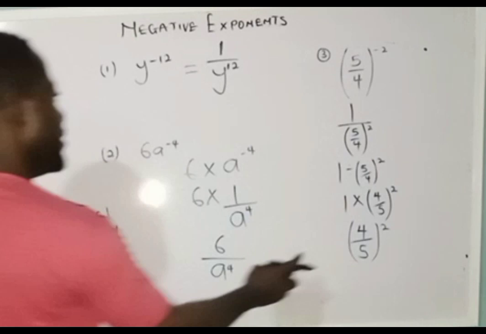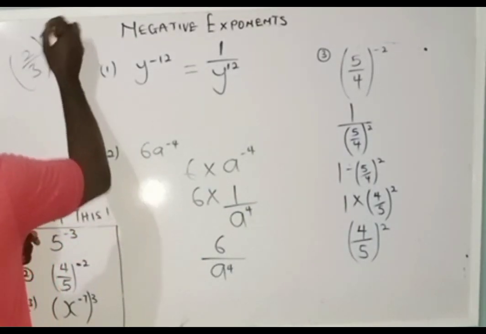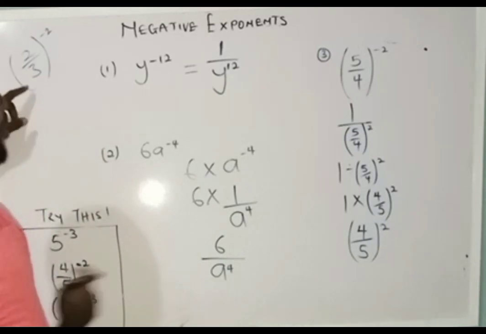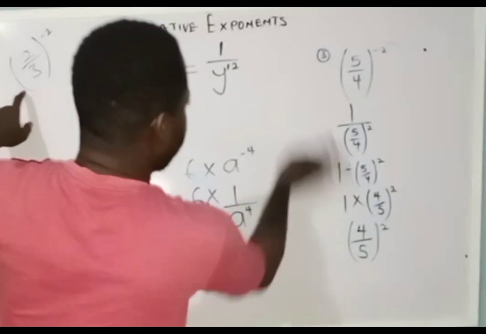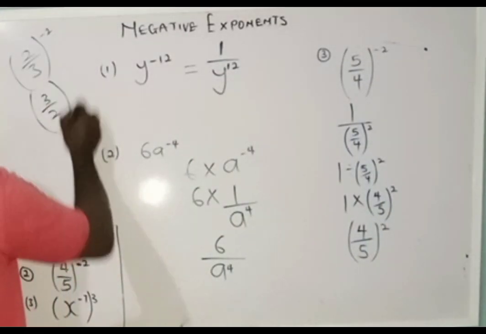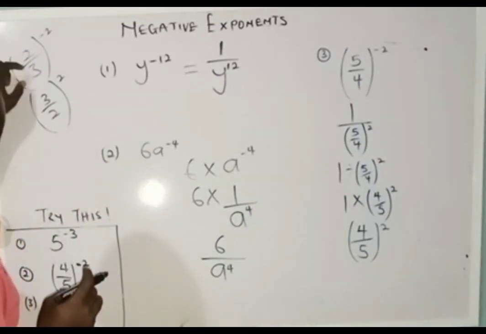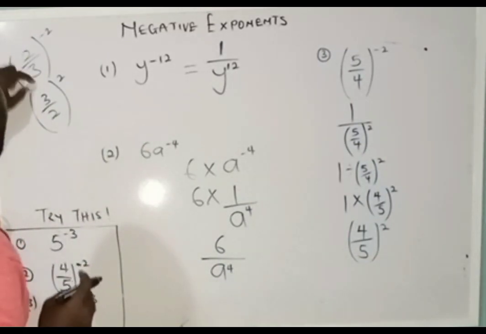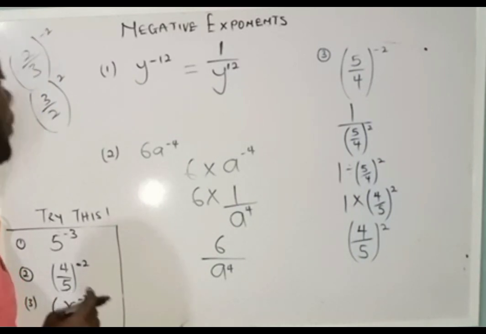What this simply means is that if you have 2 all over 3 raised to the power of minus 2, for example, you don't need to go through all this stress. Step 1, step 2, step 3, you don't need it. Just change it to 3 over 2 to the power of 2. So the denominator and the numerator values will change position, and the negative sign with the power will be removed.